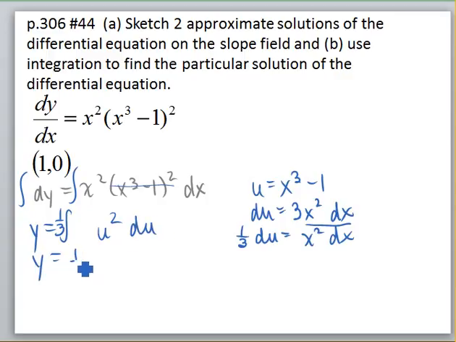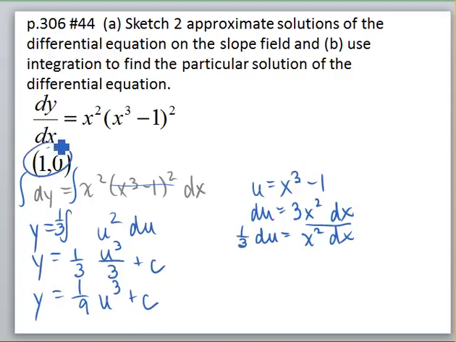So now I can take the integral of this, which gives me 1/3 from the 1/3 out front, u to the 3rd over 3 plus c. So I get y equals 1/9 u to the 3rd plus c. Now we're actually supposed to find the particular solution to this, which means I'm going to be using this value for y and x. So coming over here to the side, I will substitute 0 in for y, and I will substitute the 1 in for x.